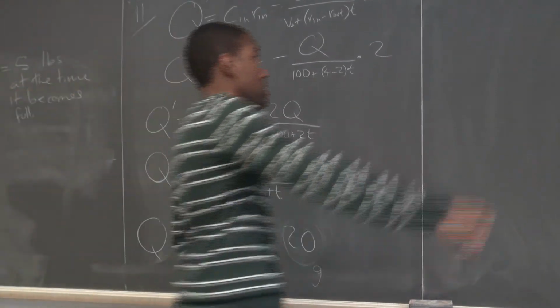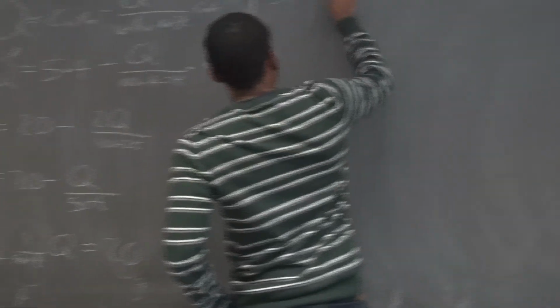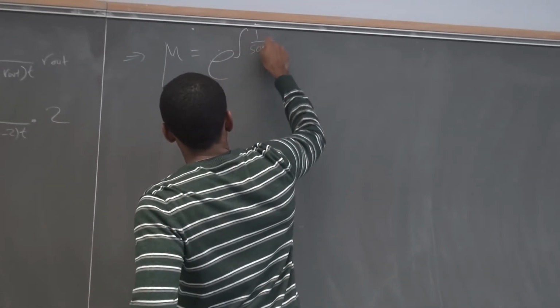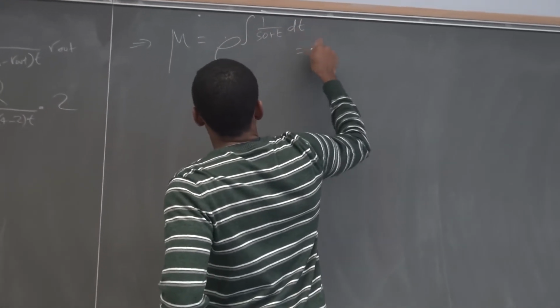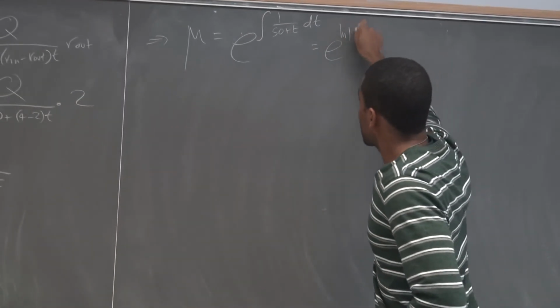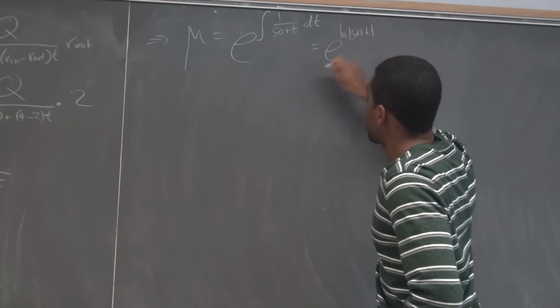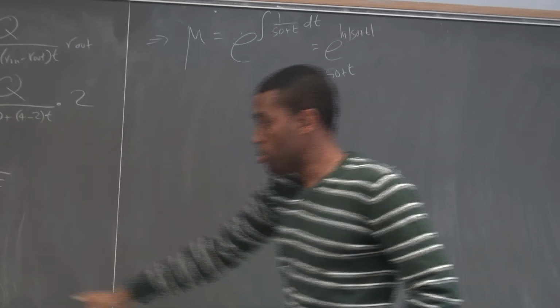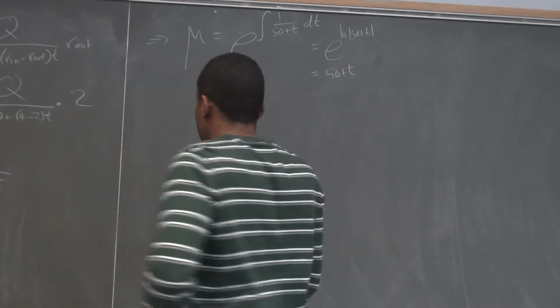The integrating factor is e to the integral of the P, which is 1 over 50 plus t, which is 50 plus t. So I'm going to multiply this equation through by 50 plus t.